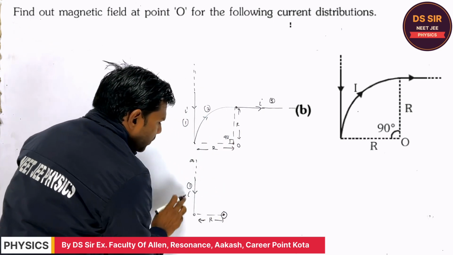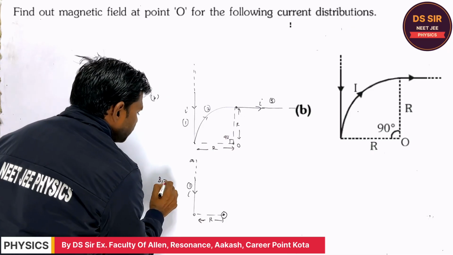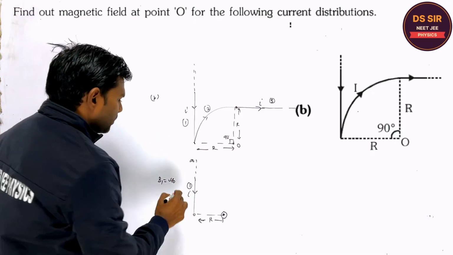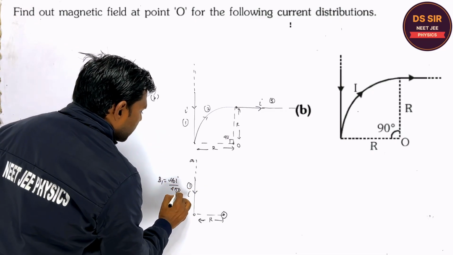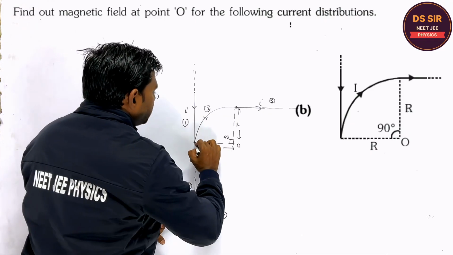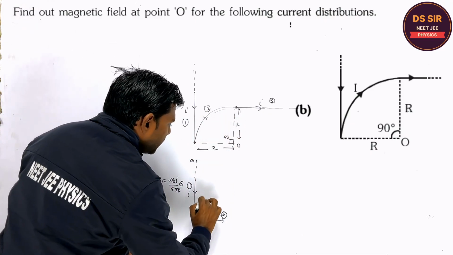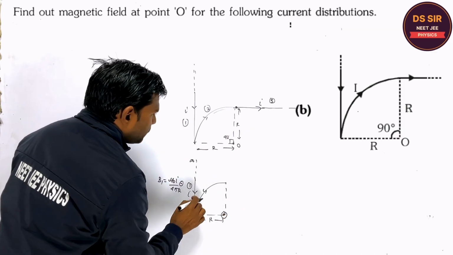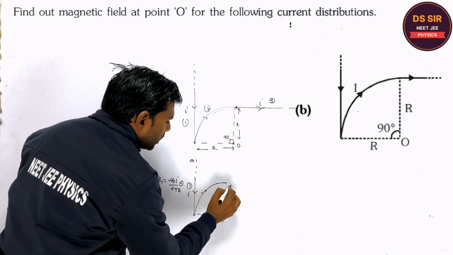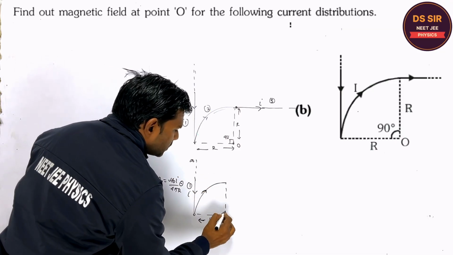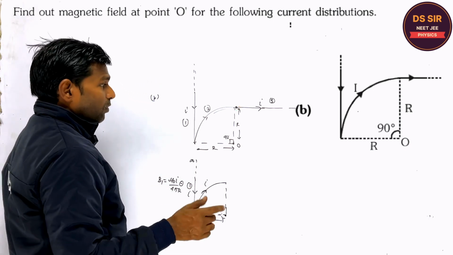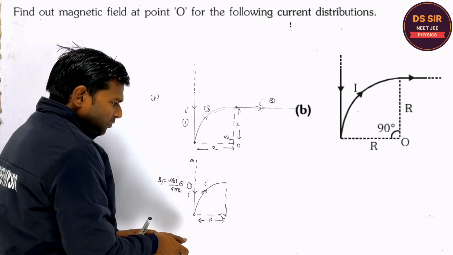So here, because of this, B1 is what? What is the magnetic field due to a semi-infinite wire? Mu naught I upon 4 pi R, and this is outward. Is it fine? Listen to one thing. This is the second part. The second part is a quarter circle. Because of this quarter circle, this is the point O. What is it? Mu naught I upon 4R. But what is the direction?